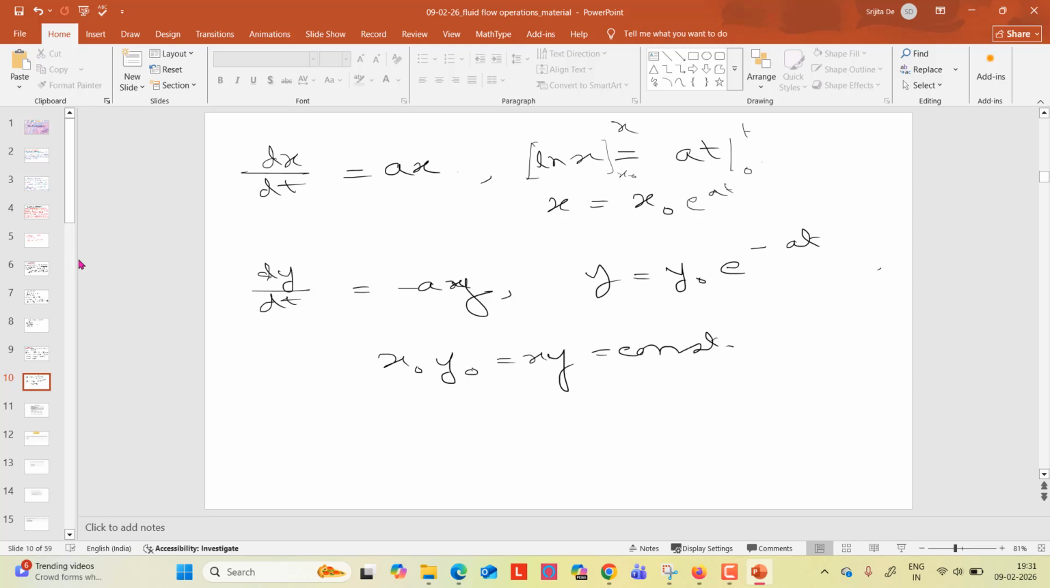So it is also getting a similar hyperbolic profile like the streamline, right? Yes.